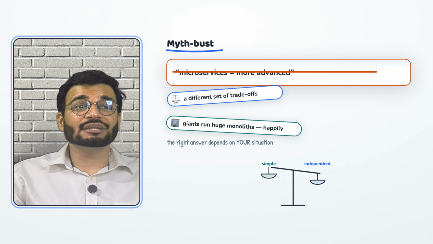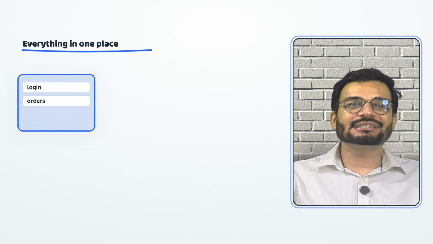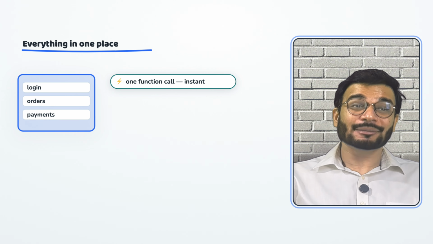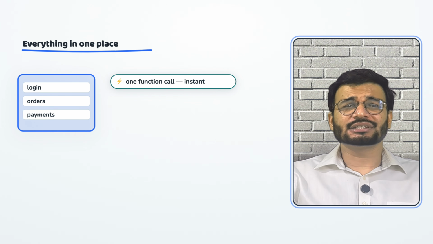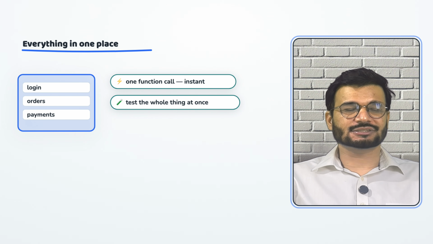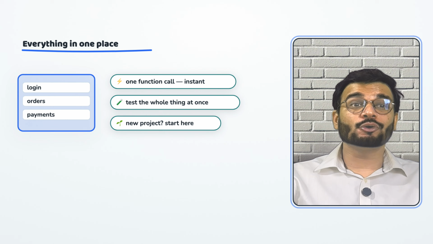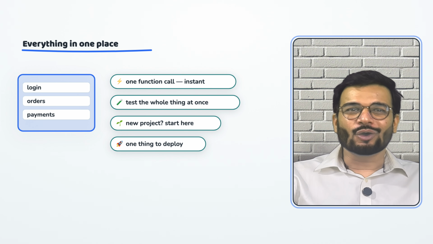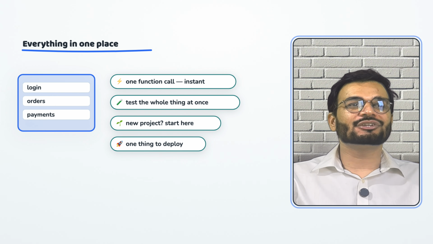Remember the trade-off scale from the last lesson? It's back already. In a monolith, everything is in one place, so the parts talk to each other super easily. It's just one function calling another inside the same program. Fast and simple. Easy to test the whole thing at once. Now, when starting a new project, a monolith is usually the smart choice. Less to set up, less to break, one thing to deploy, and you can ship fast.